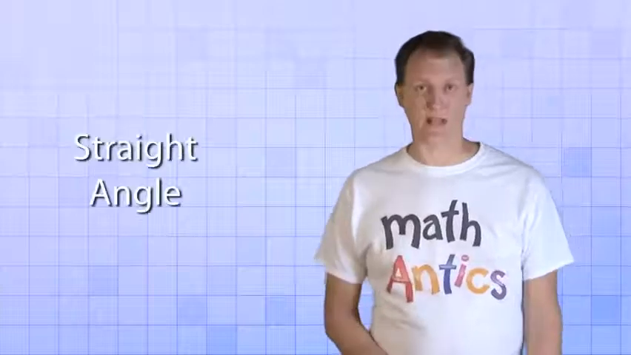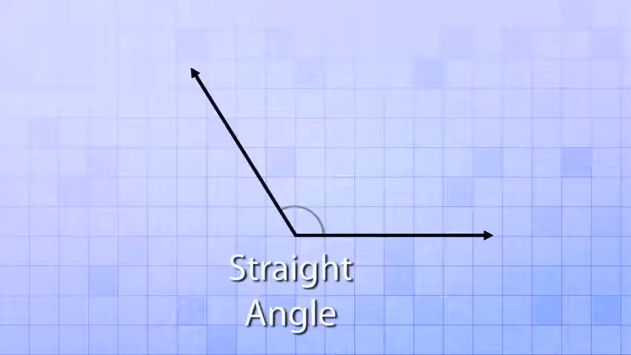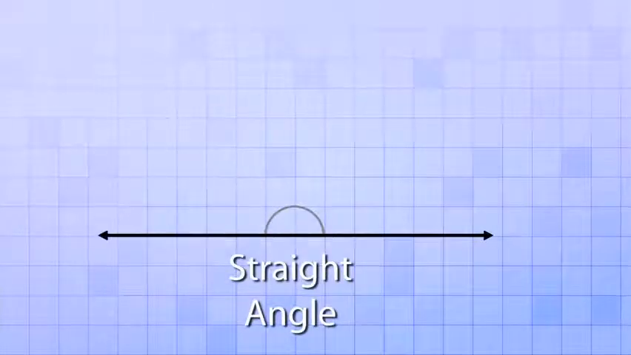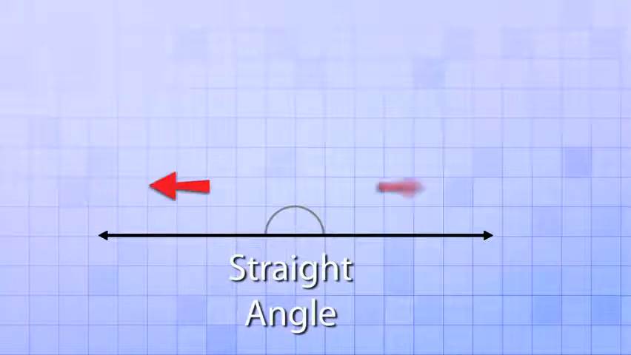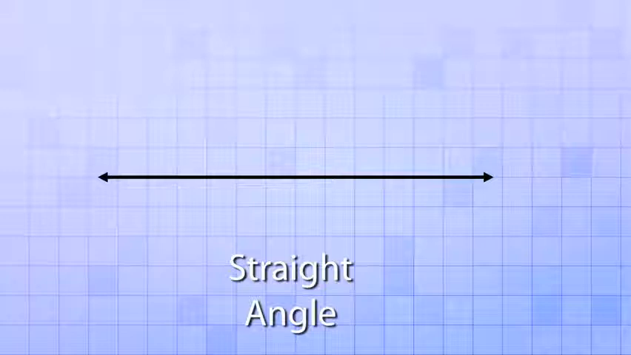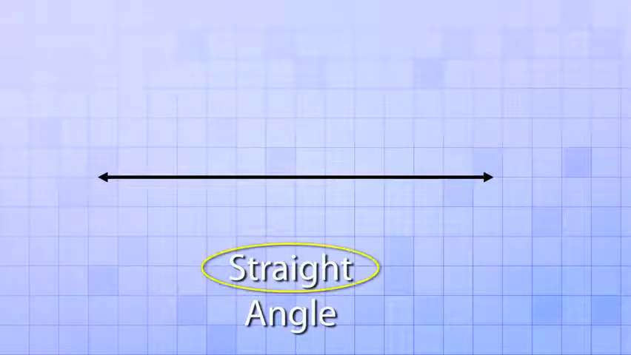It's called a straight angle. A straight angle is just what we get when we rotate our rays so that they point in exactly opposite directions. The result looks just like a straight line, which is why it's called a straight angle.